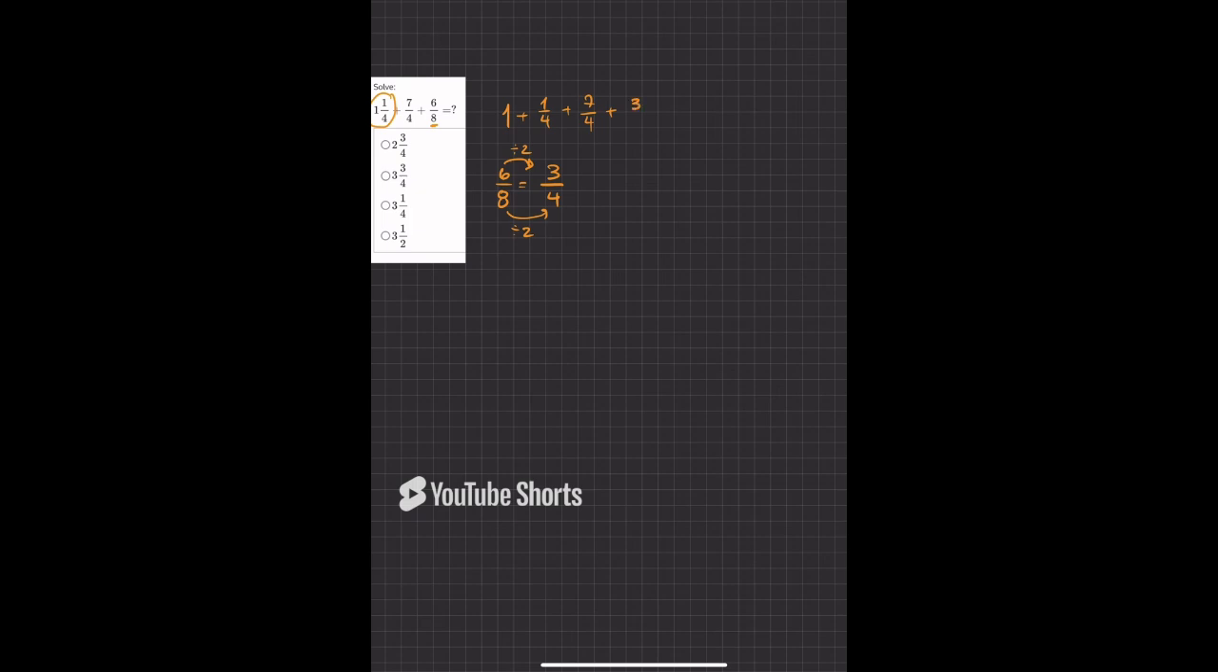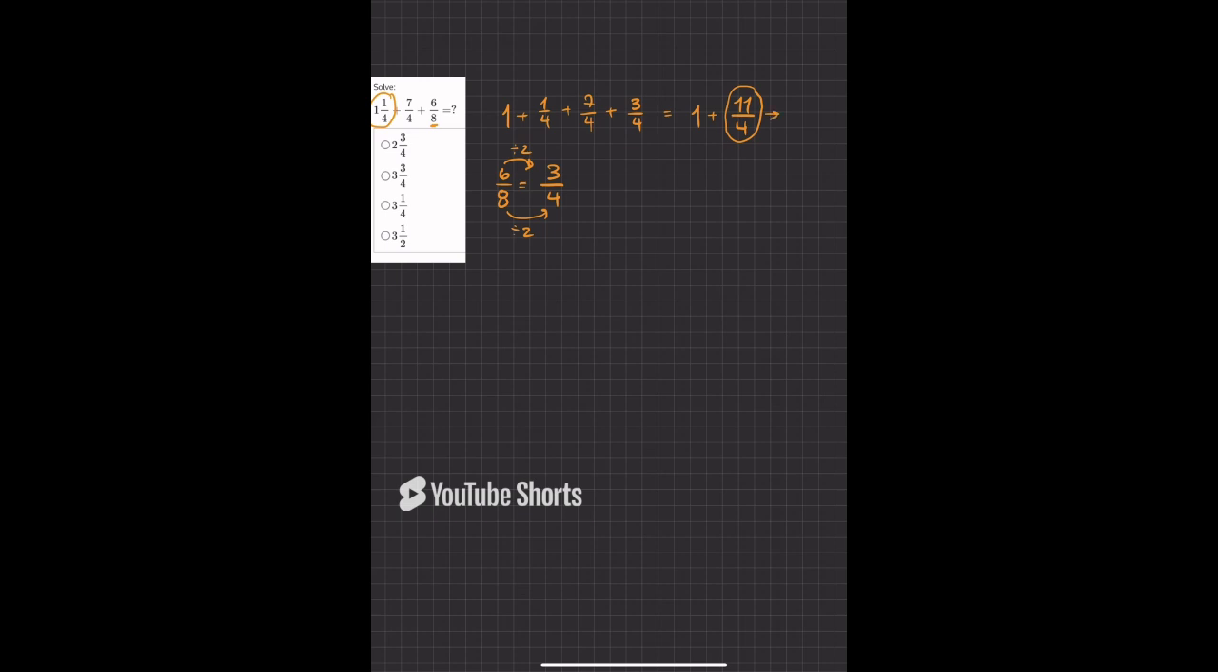Now we'll take 3 over 4, we'll put it into our problem, and we will add. Now we have our whole number of 1, plus our 3 fractions with the same common denominator of 4. And now all we have to do is add all of our numerators, 1 plus 7 plus 3, giving us 11 over 4.